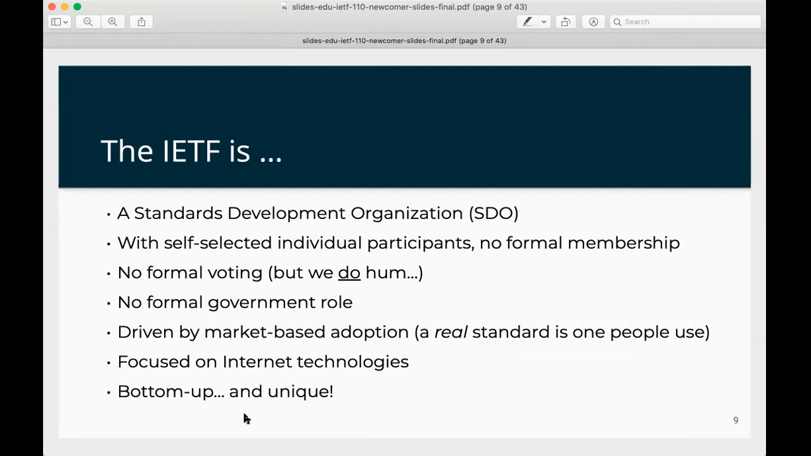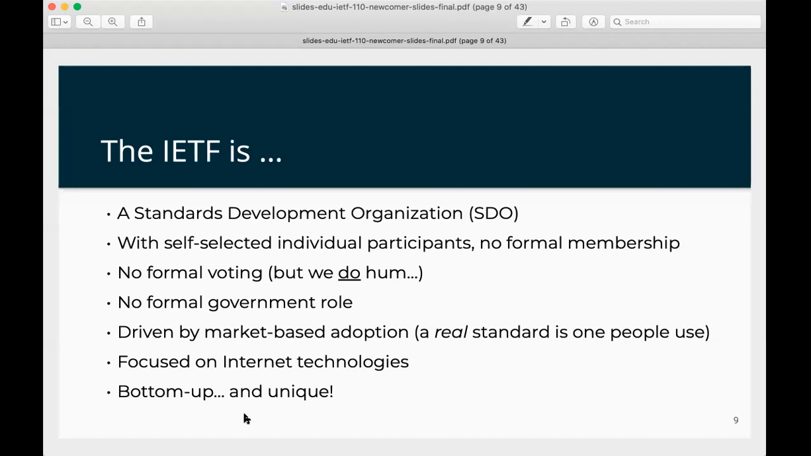The IETF has self-selected individuals, so it doesn't have formal membership. You don't join the IETF based on your country or voting or paid membership. Anybody who is willing to participate can do so as an individual. We don't formally vote. We do gauge consensus, and we will talk a little more later about consensus and how we measure that. We don't vote, but we do hum.